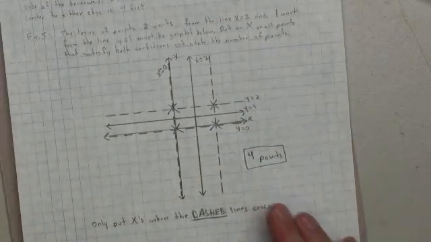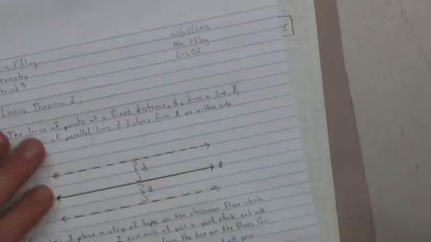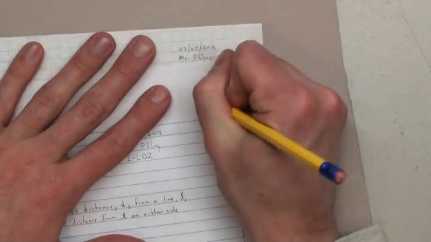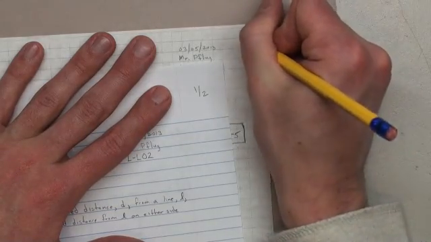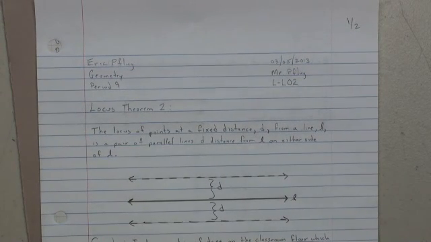Okay? And that is the end of this lesson. So I had 2 pages. So what I have to do in the top corner of the first page is put 1 out of 2, and in the top corner of the second page I'm putting 2 out of 2. And that's the end of lesson 2 of locus.